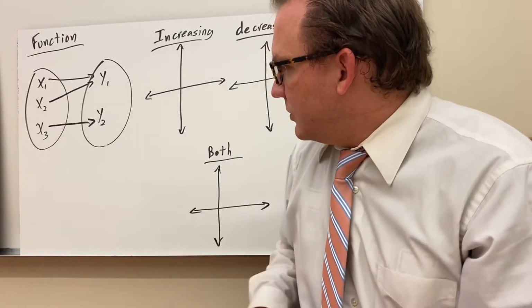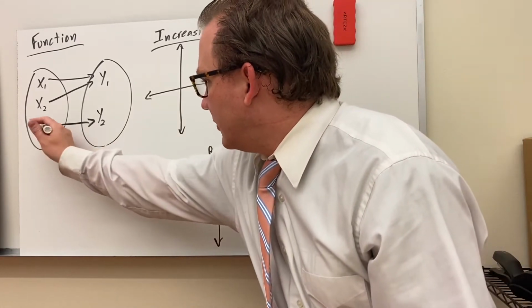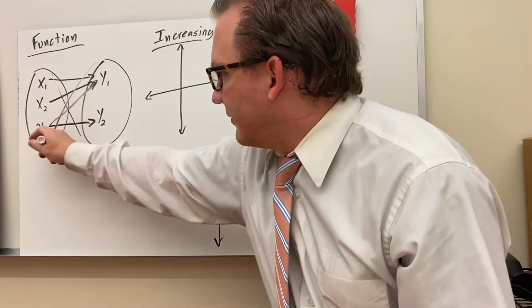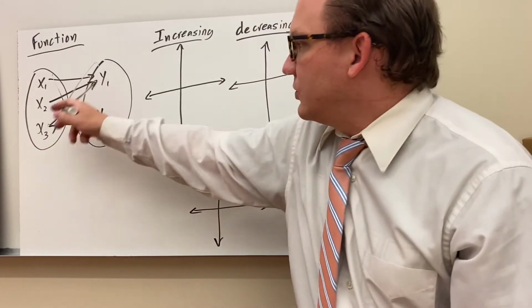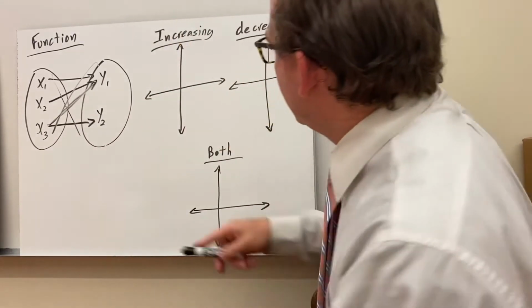If x sub 3 goes to y sub 2, you're fine, but say I were to say x sub 3 also could be y sub 1, this makes it not a function. As soon as one x value goes to two different y values, you no longer have a function.